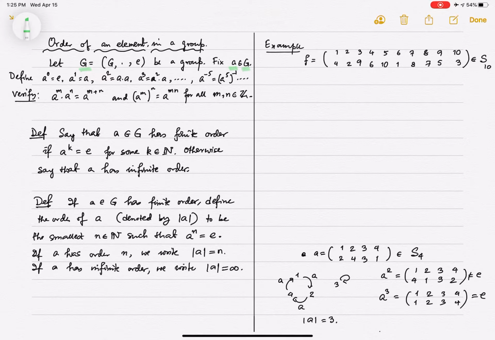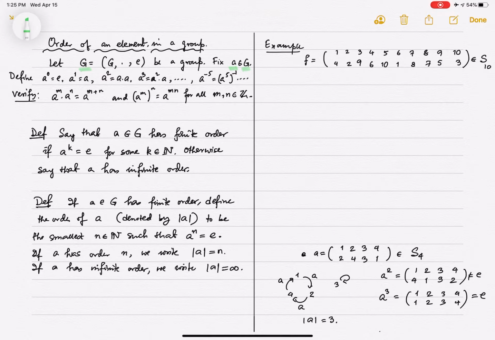A square means A times A. A cube means A square times A, etc. That defines the positive powers. And then A to the minus 5 means A to the 5 inverse. A to the minus 6 means A to the 6 inverse, etc. So that defines A to the n for every integer n.